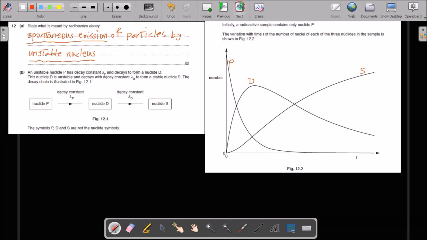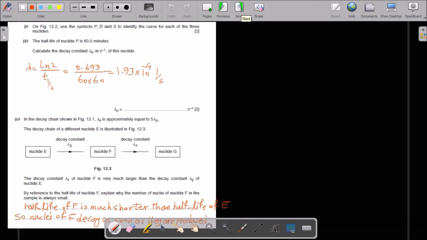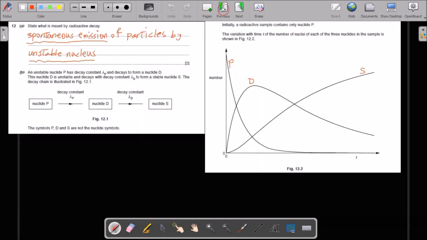Okay. On figure 12.2, use the symbols P, D, and S to identify the curve for each of the three nuclides. So you can see that P initially must have larger radioactivity. That's why the initial number of atoms must be maximum, so this curve is P. And then D must have a maximum, so this is D. And after that, S, because initially S is zero, and after decaying of nuclide D, S is created. So initially S is zero, and then with passing time, S increases. So this is S.